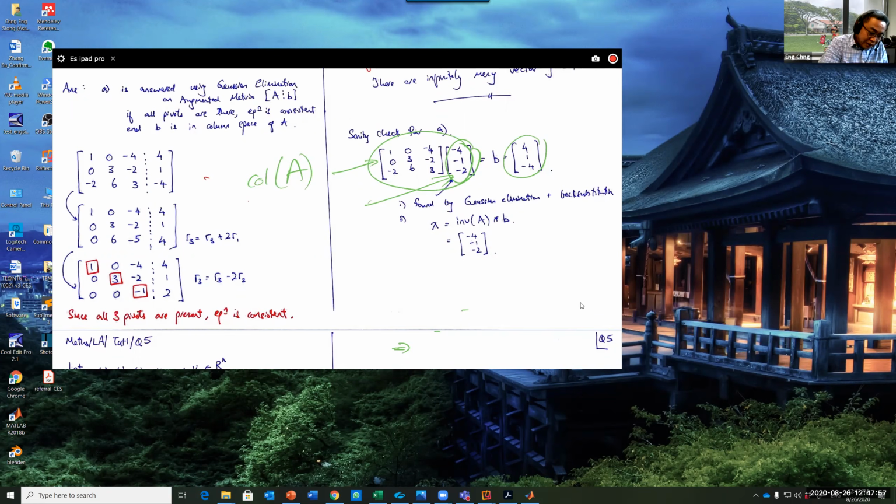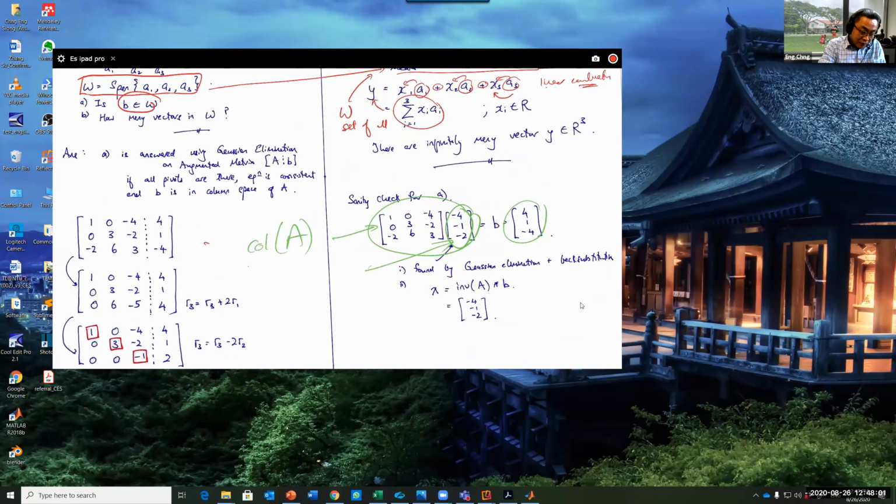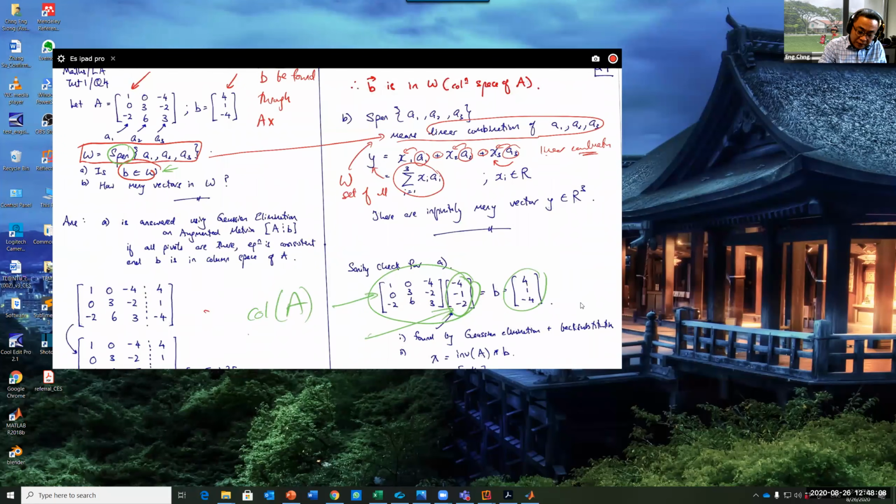Is B in W? Does B belong to W? What is W? W is the span of the columns of A. So they're all asking the same thing, just using slightly different lingo.